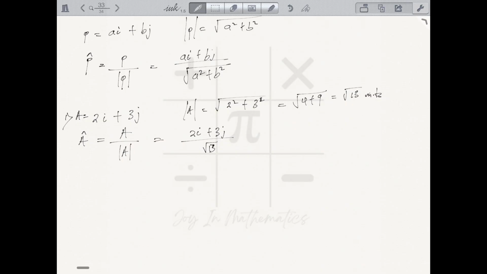Now with that done, we can simply write the unit vector A with the cap on it to be equal to 1 divided by root 13 multiplied by 2i plus 3j. Easy.